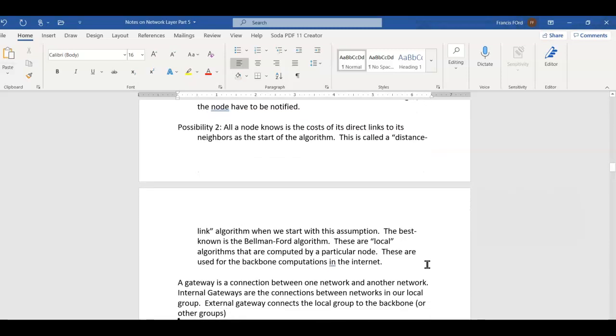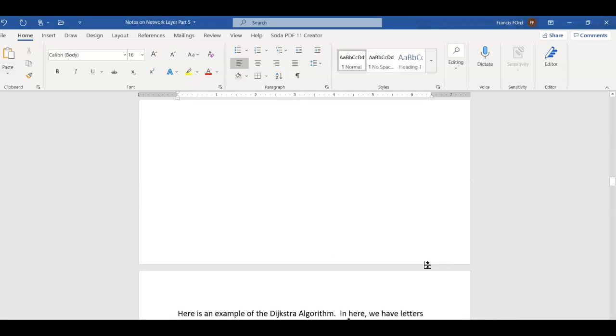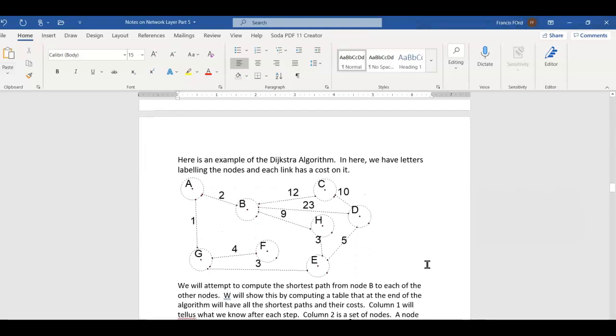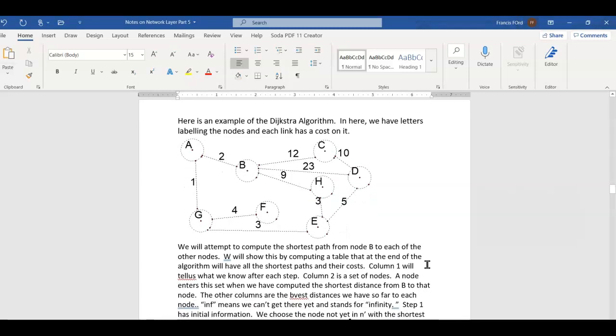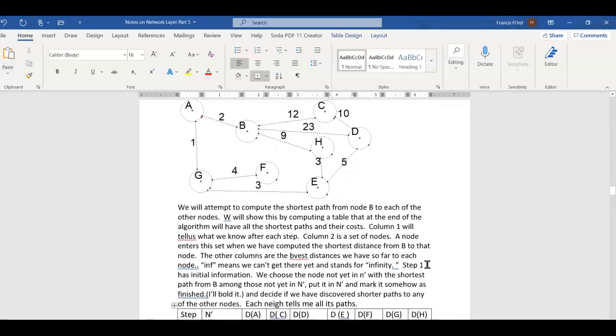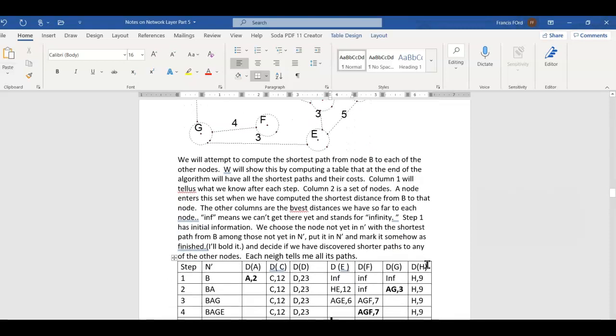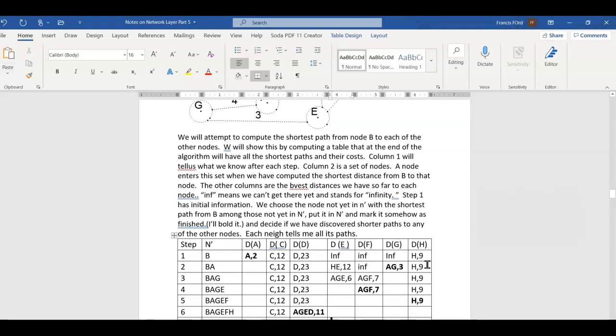Now, let's see. What I've got here is an example of Dijkstra working, which I think I might postpone going through all the details, but you can begin looking at them. Dijkstra is not very difficult.